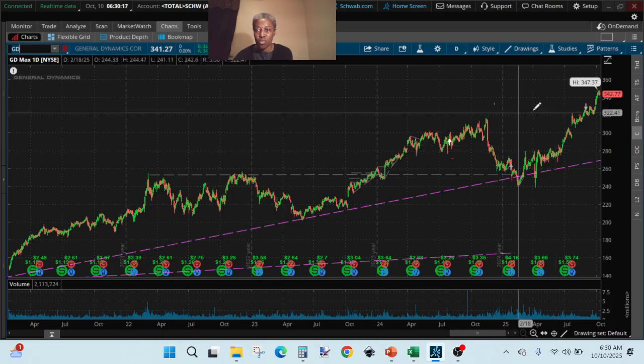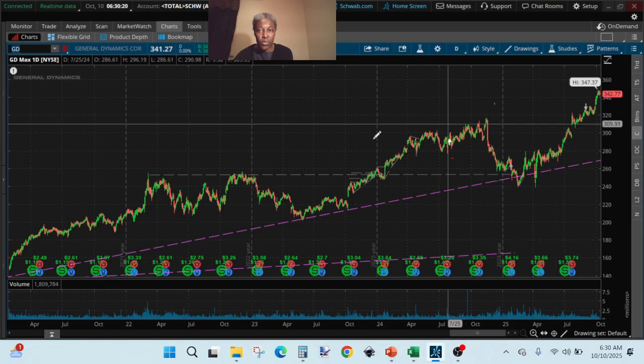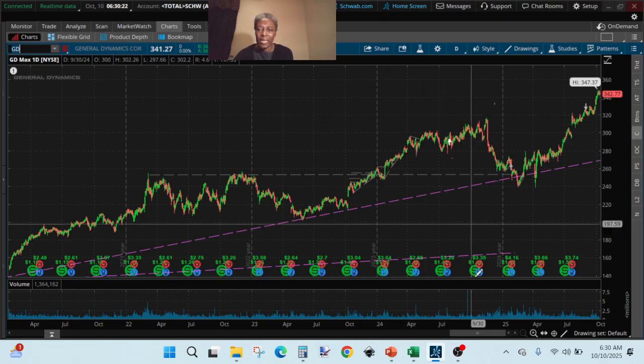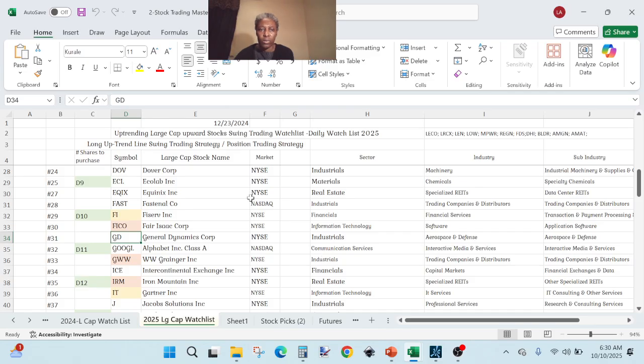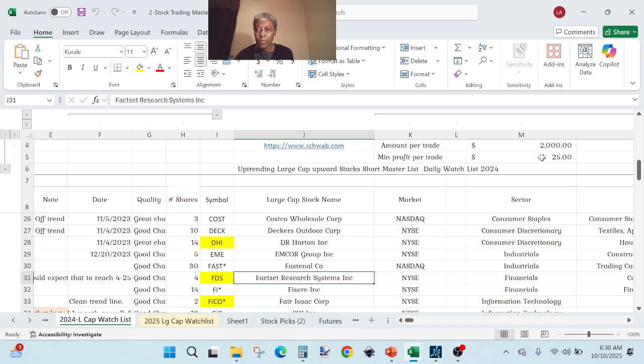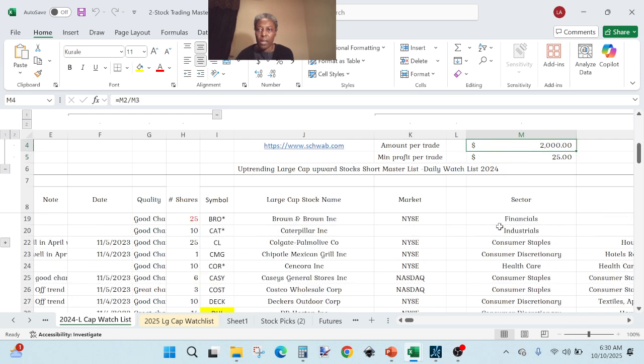So when I started trading last year using short option and swing trading strategy, I targeted no more than 2,000 or 2,500 per trade. 2,000 and I targeted $25 profit, minimum profit per trade. I was doing short option and swing trading strategy. And I used that strategy to guide me as well, and just kept tweaking it as I went along.